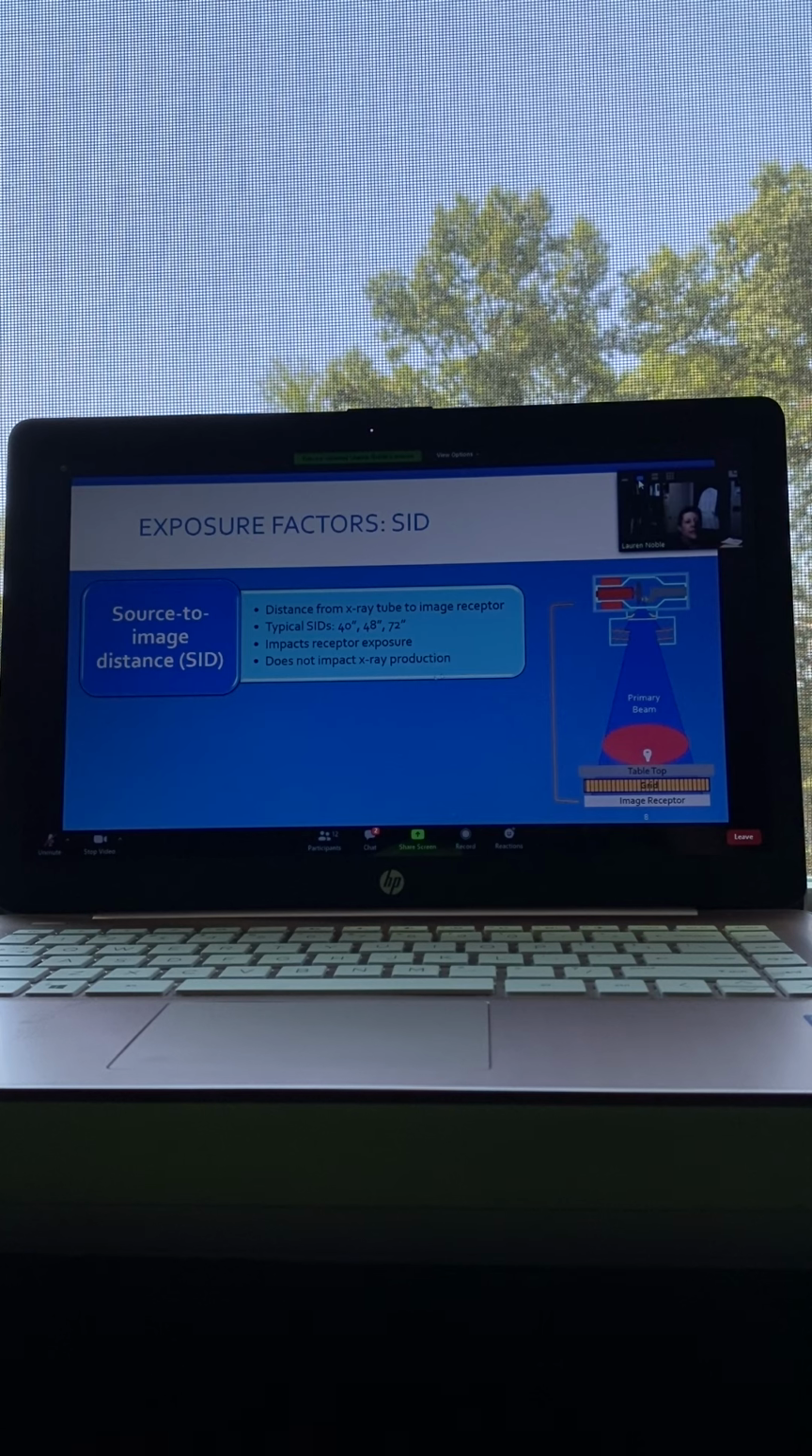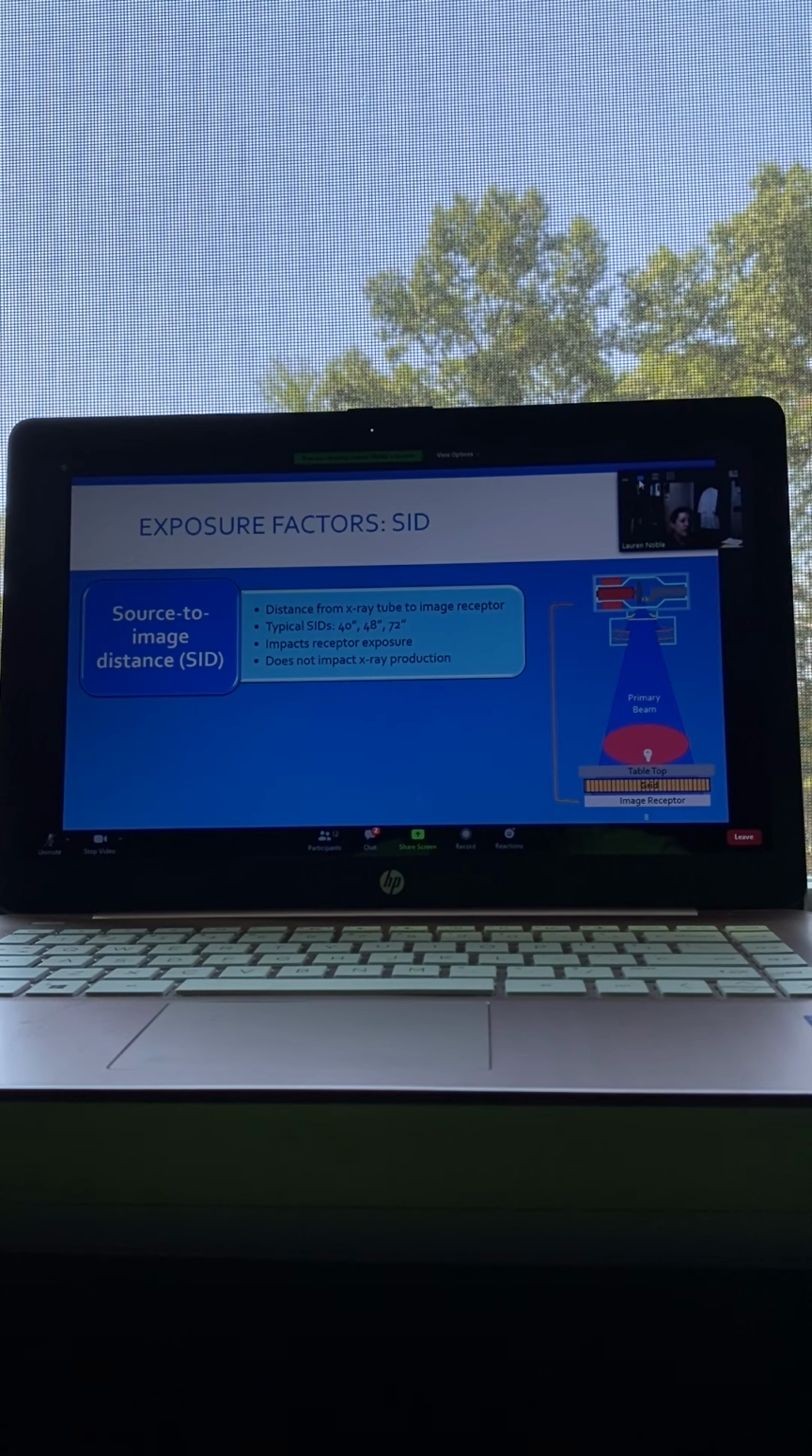Okay? In terms of exposure factors, this is another prime factor. These are our typical source to image distances. And remember, though, that SID has no impact on X-ray production. SID has no impact on the number of X-rays that gets produced, but it does impact receptor exposure. Why does it impact receptor exposure? What is that law that has the math formula with it? Inverse square. Inverse square law.